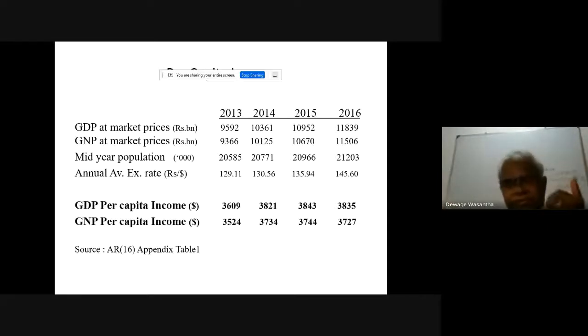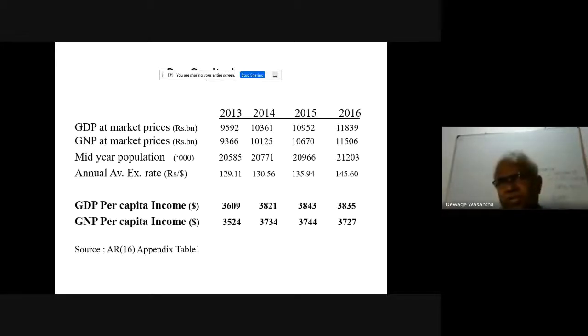So one of the reasons is the increase in the denominator, the exchange rate, the depreciation of the exchange rate. Large depreciation of the exchange rate is one of the reasons. In the Sri Lankan case, 2018 to 19, huge drop in exchange rate, depreciation. That is one reason. The other reason is the GDP, the numerator.